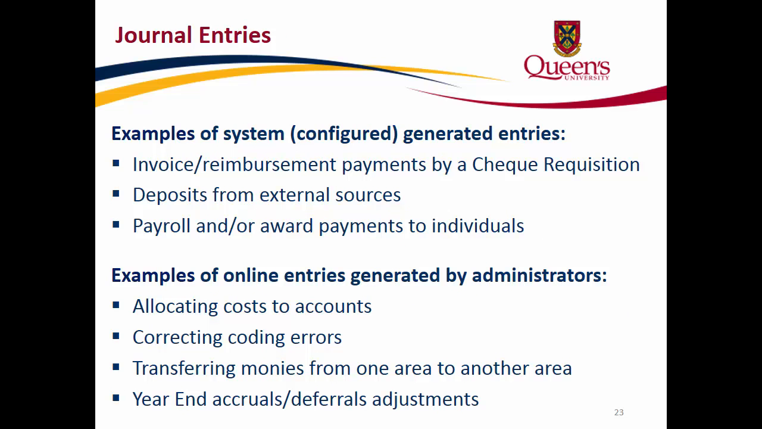Examples of system-configured generated entries include invoice reimbursement payments by a check requisition, deposits from external sources, payroll and/or award payments to individuals. Examples of online entries generated by administrators include allocating costs to accounts, correcting coding errors, transferring monies from one area to another, and year-end accruals deferral adjustments.